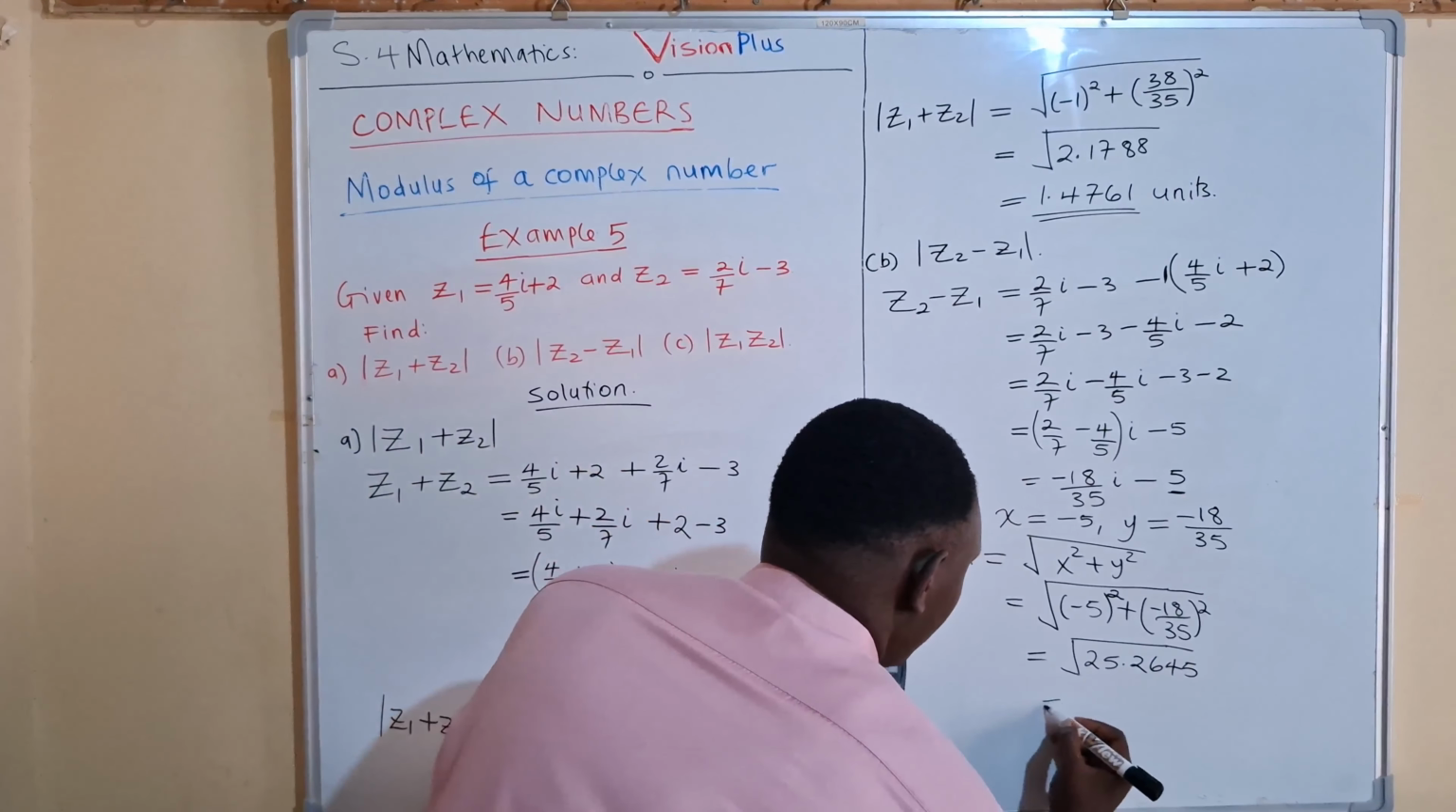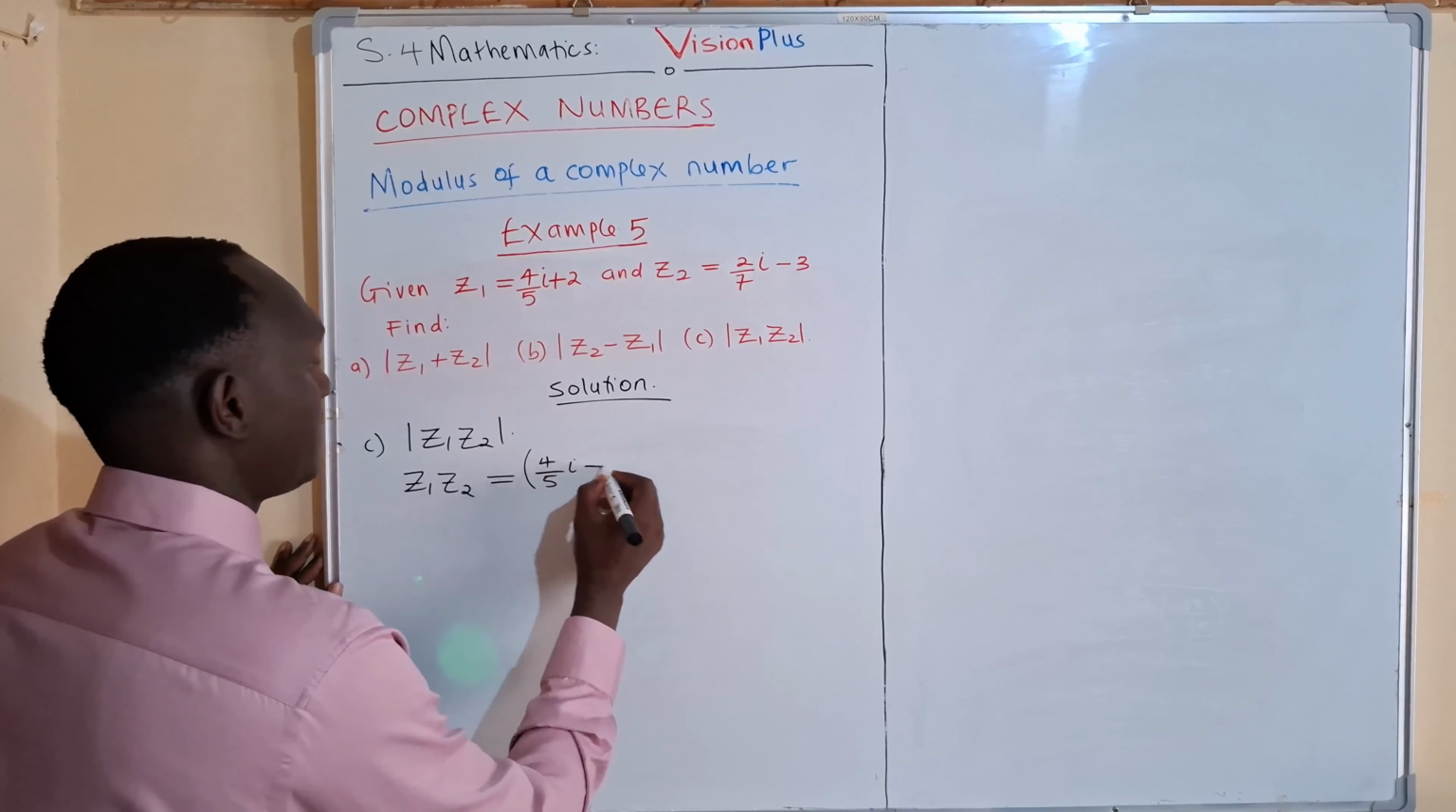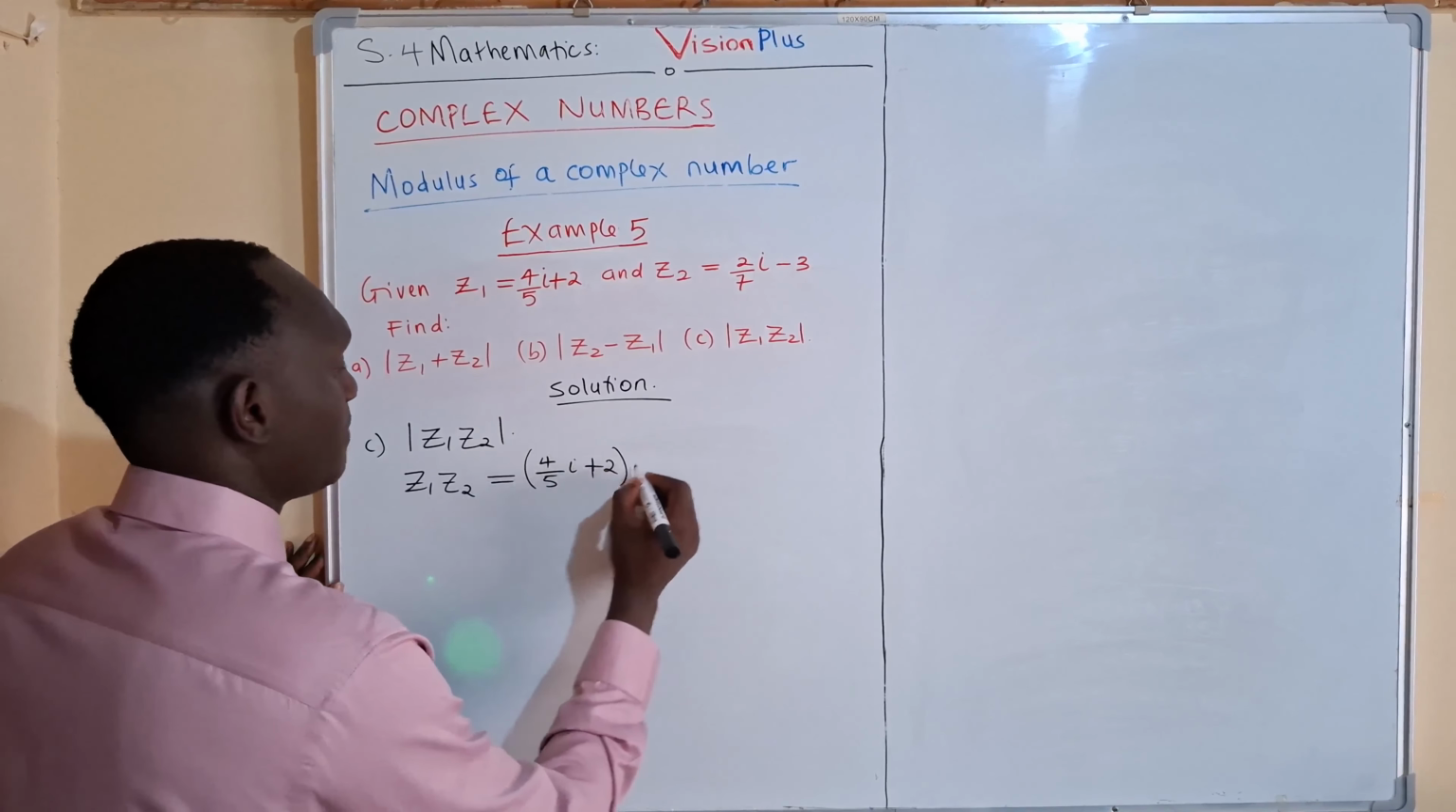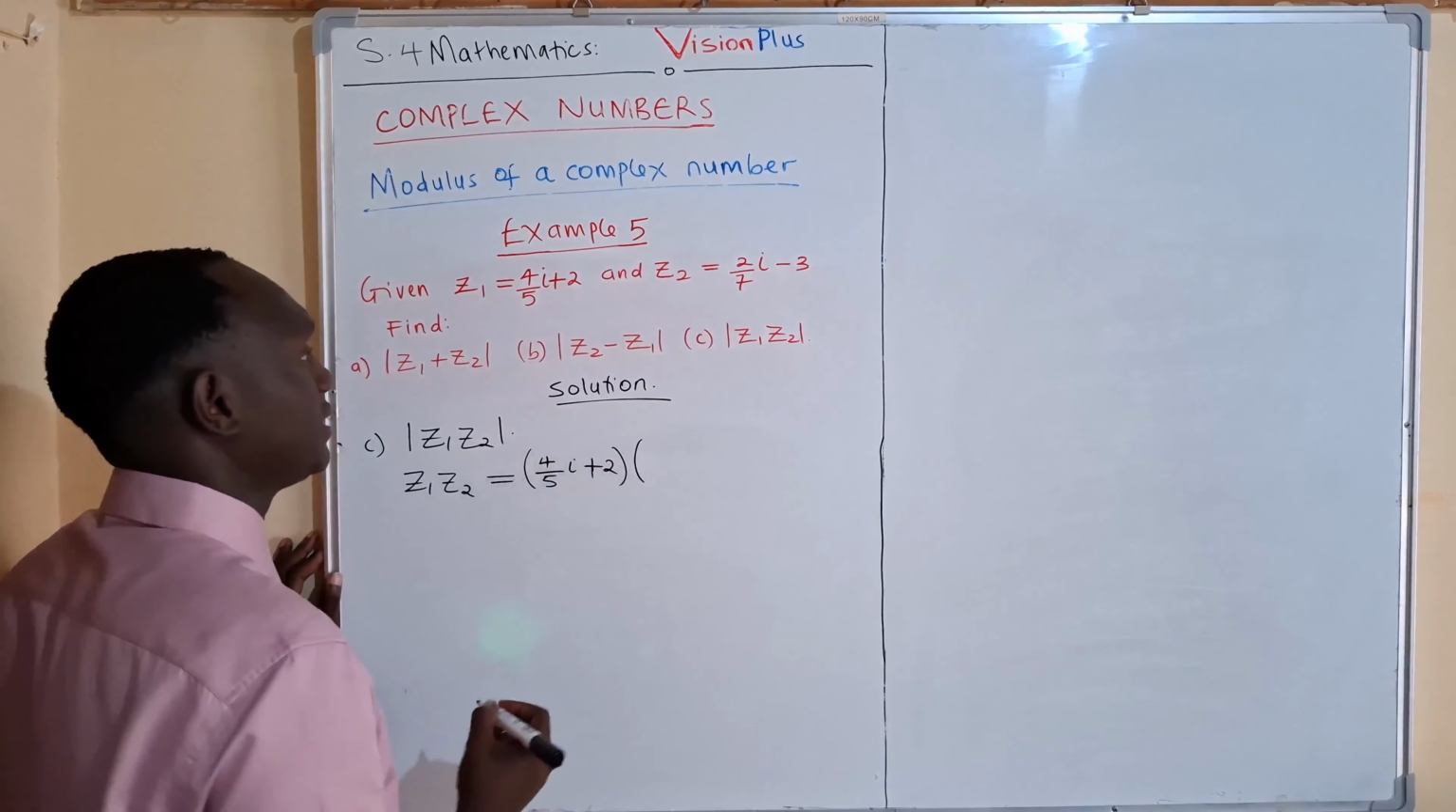And finally, we're going to part C, which says find the magnitude of Z1 Z2. So part C, magnitude of Z1 Z2. It means we need to first start by finding Z1 times Z2, which is simply the multiplication of the two given complex numbers. What is Z1? Since we are multiplying, we put the terms in brackets. We have 4 out of 5i plus 2, but we are multiplying it by 2 out of 7i minus 3.